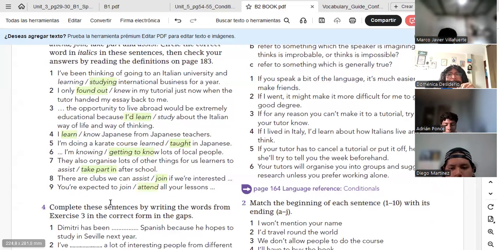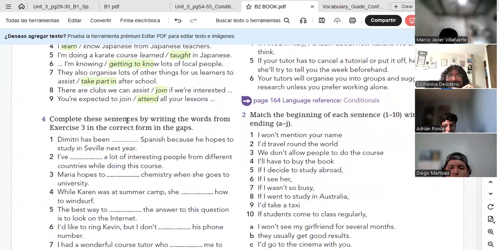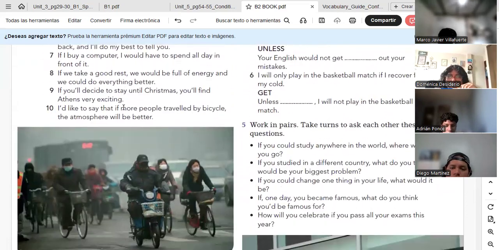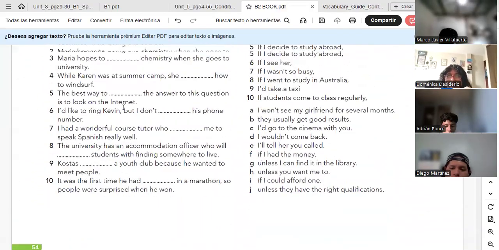So far, so good. So now it says complete the sentence by writing the word from exercise 3 in the correct form in the gaps. So we need to complete with these verbs in the correct verb tense, right? Yes. Domenica, the first one.